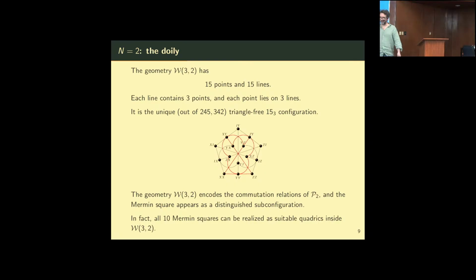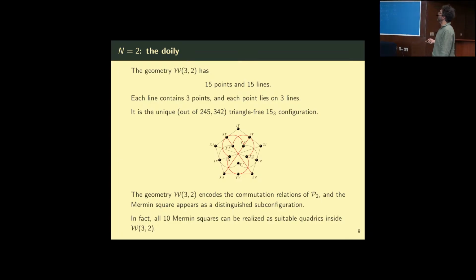What can we say about this geometry? So it's what we call a 15-3 configuration, because each line contains 3 points and each point contains 3 lines. It is a unique one out of 245,342 configurations, which is triangle free.